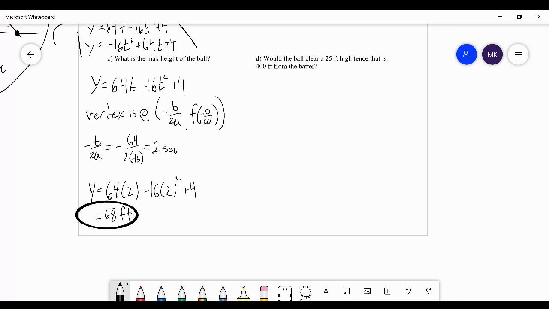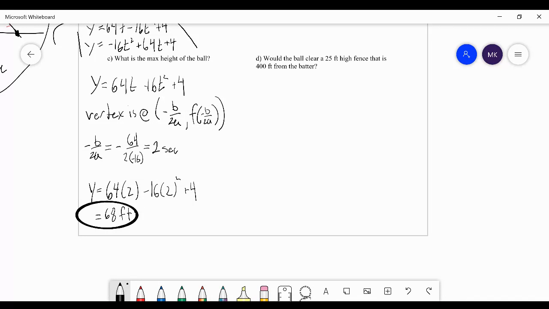Looking at this last piece, this is the end. We're almost done. Would the ball clear a 25-foot high fence that is 400 feet from the batter? We have a few things going on here. What we're really wondering is, after the ball has traveled 400 feet, will its height be greater than 25?